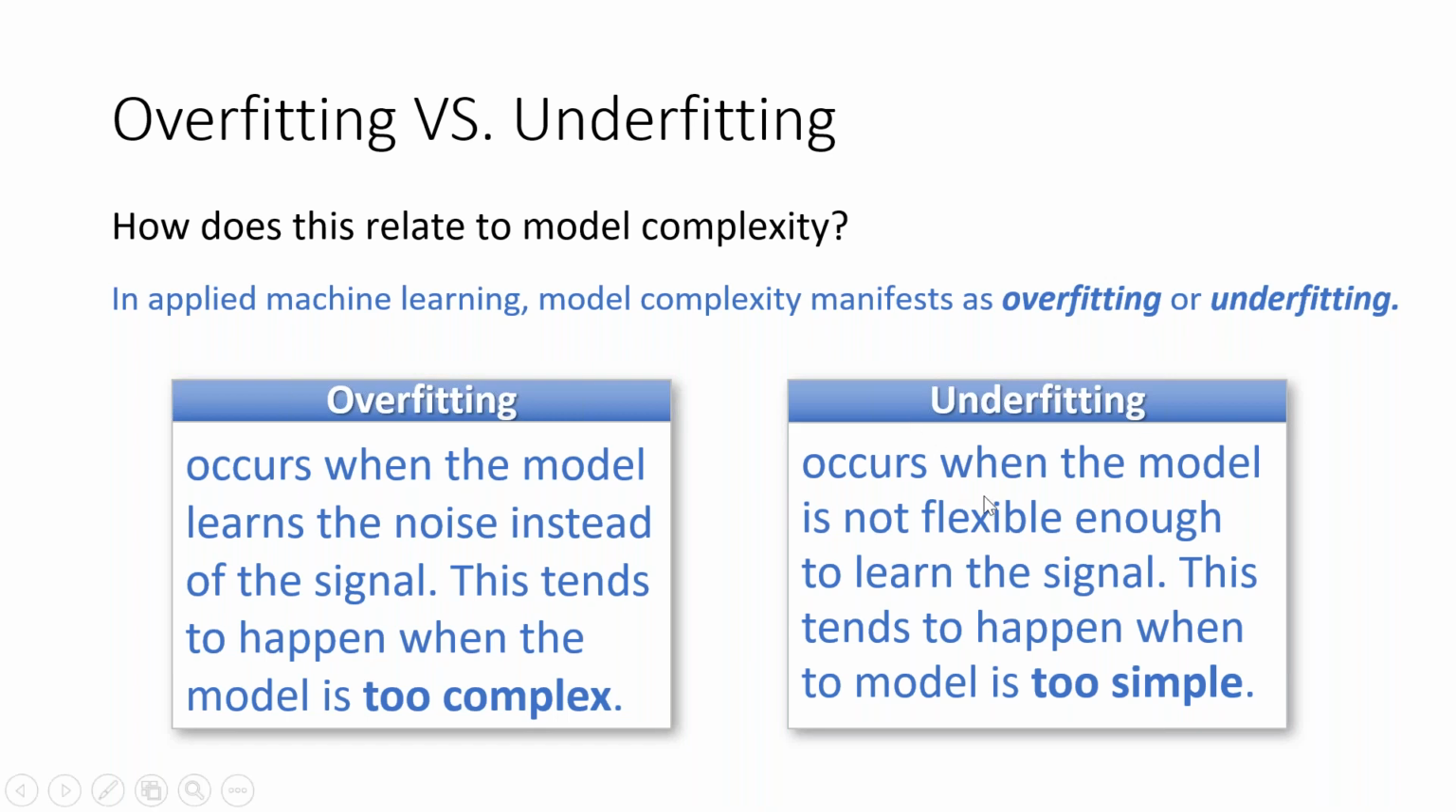Underfitting occurs when the model is not flexible enough to learn the signal, and this tends to happen when the model is too simple. So I put y hat equal to y average, a horizontal line across my y-axis, and that is the model. Then it is too simple. It doesn't understand any relationship between input features and target variable.